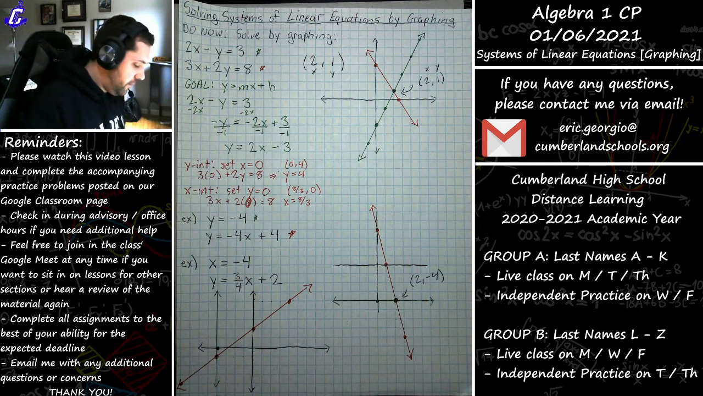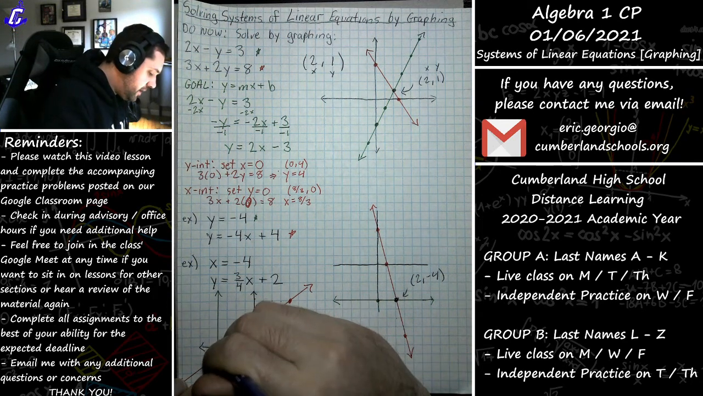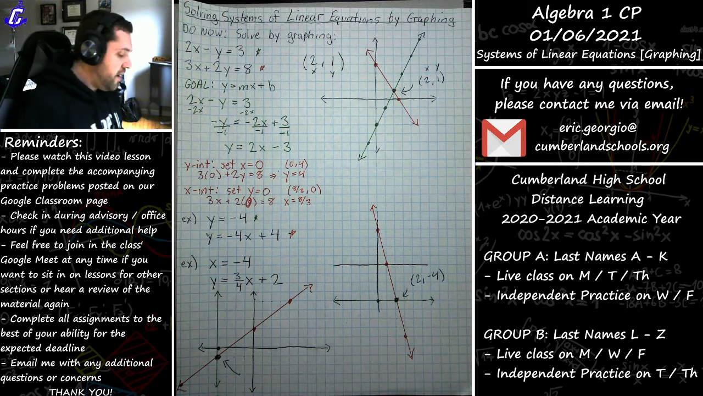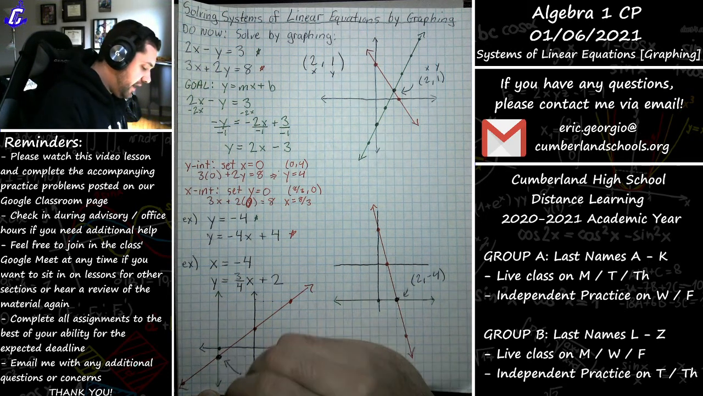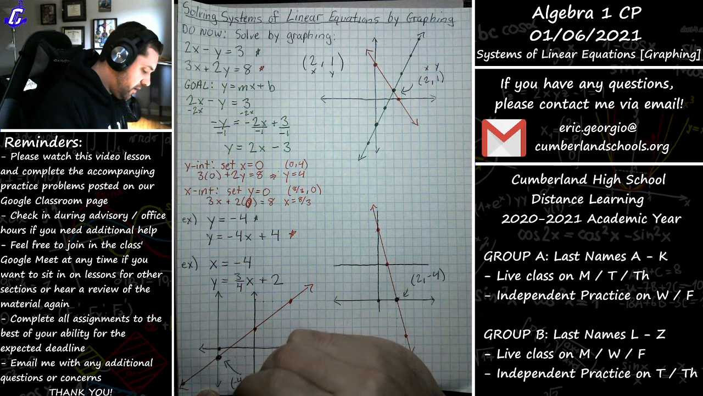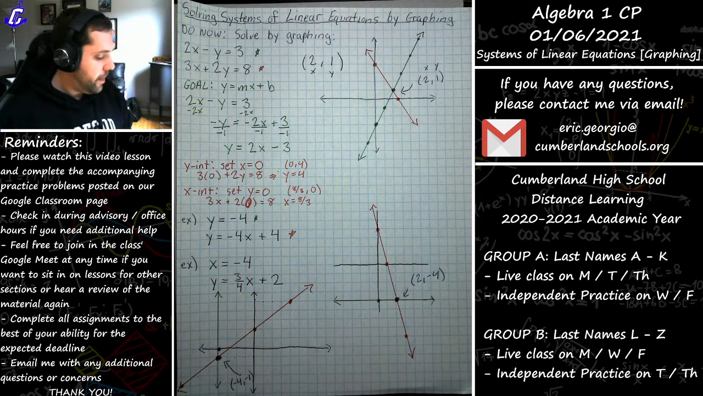And there we go. We find that our intersection point is here. Therefore, the solution to my system of equations is exactly where that green line meets that red line. It's at the point (-4, -1). Negative 4, negative 1. All right.